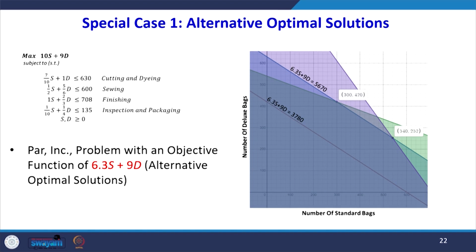Now we will go to the special case. Special case 1 is alternate optimal solutions. So we will go back to our original problem, that is 10s plus 9d. There are 4 constraints. Now assume that the coefficient of objective function is, for s it is 6.3. Instead of 10, now it is 6.3s plus 9d.